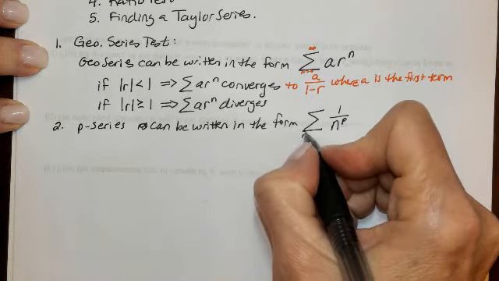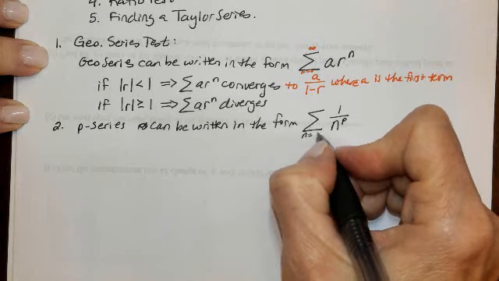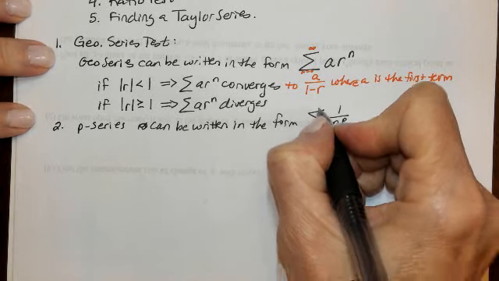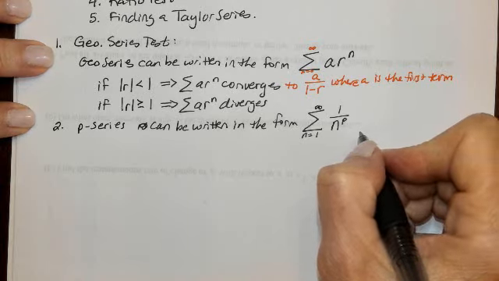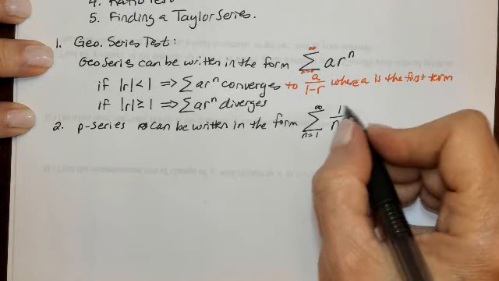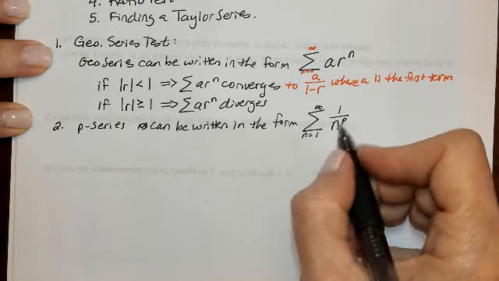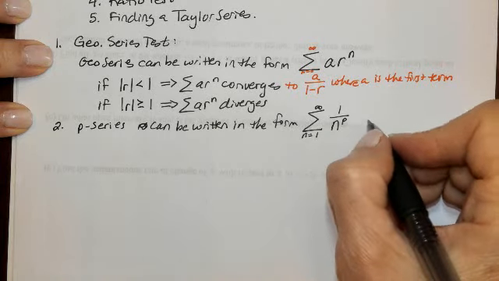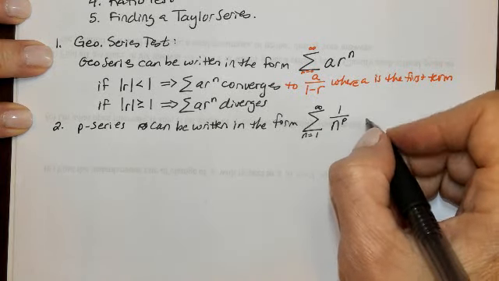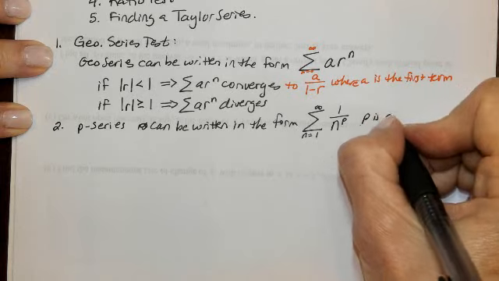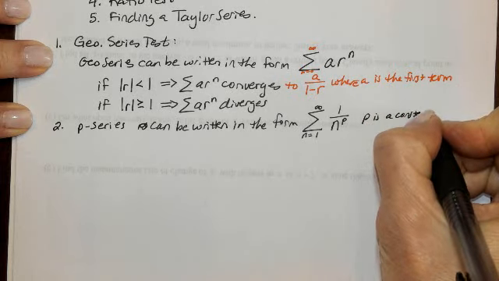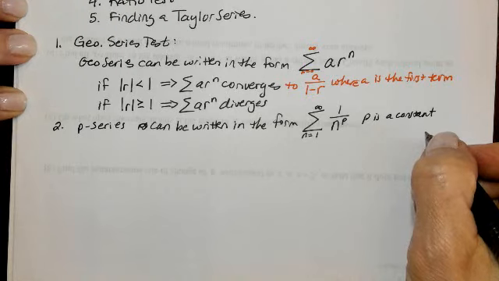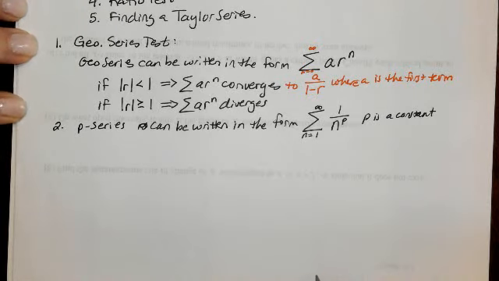N is your counter here. It can start really anywhere we want it to start, but any value that makes all the terms real. But anyway, P is just a number. Okay, so P is a constant. Maybe it's a 2 or a 5 or a pi or a 0.5 or anything like that. So P is your constant.